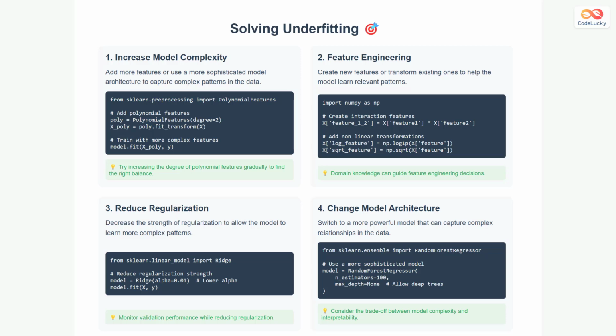The fourth solution is to change model architecture. Switch to a more powerful model that can capture complex relationships in the data. Below is a code snippet. from sklearn.ensemble import RandomForestRegressor. Use a more sophisticated model. model equals RandomForestRegressor with n_estimators equal to 100 and max_depth equal to None. Allow deep trees. Consider the trade-off between model complexity and interpretability.